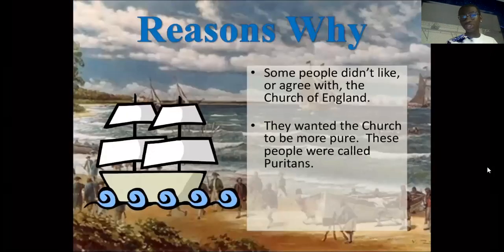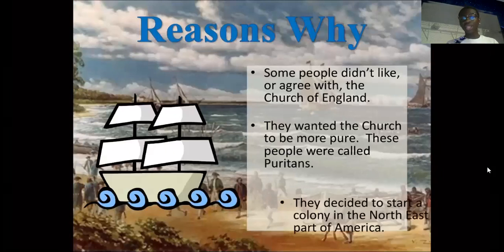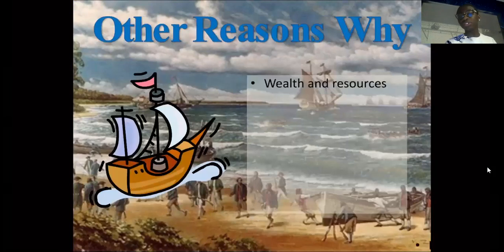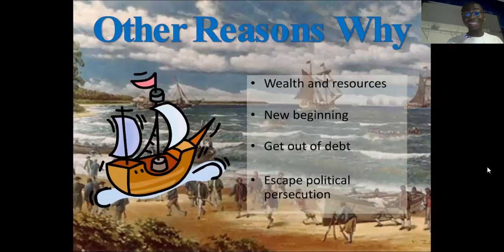Here are some reasons why. Some people didn't like or agree with the Church of England. They wanted the church to be more pure. These people were called Puritans. They decided to start a colony in the northeast part of America. Other reasons why: wealth and resources in the beginning, get out of debt, and escape political persecution.